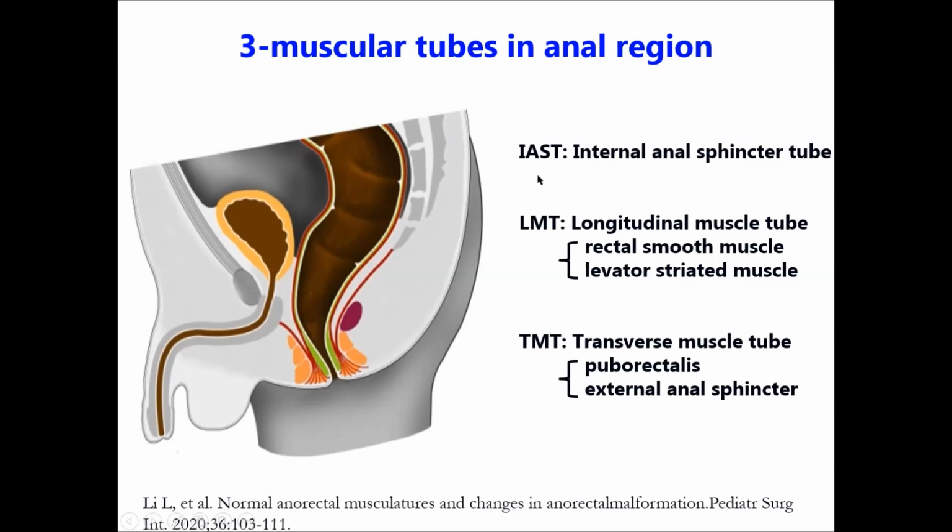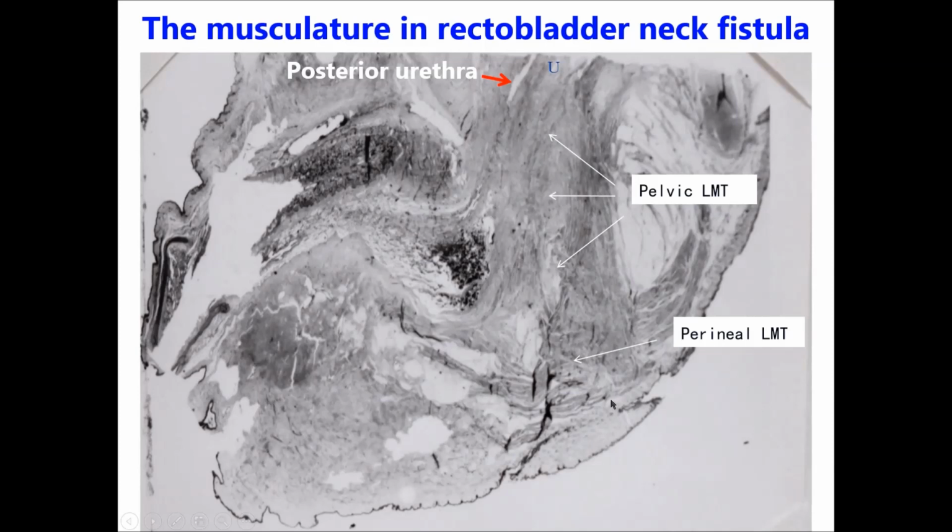From inside to outside, there are the internal anal sphincter muscle tube, the longitudinal muscle tube, which consists of the rectal smooth muscle and the levator striated muscle, and the transverse muscle tube, which consists of the puborectalis and the external anal sphincter. And this slide shows the musculature in the anal region in the rectal bladder neck fistula of ARM. You can see this is the posterior urethra, the bulbar urethra, and the rectal pouch located above the levator.